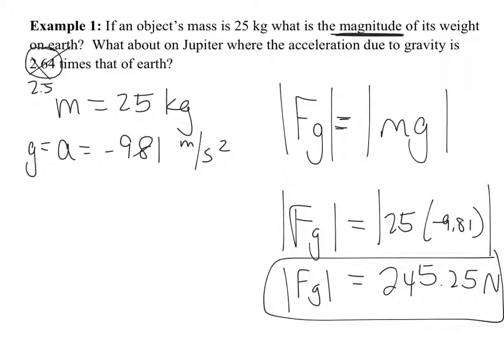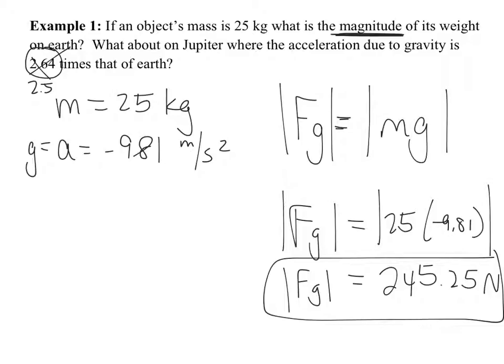So it says, what about on Jupiter, where the acceleration due to gravity is 2.5 times that of Earth? So on Jupiter, if there's more gravity, you're going to feel heavier. So your answer is not going to be this number, it's going to be bigger than this number. So I could simply take 9.81 and do what? Yeah, I could take 9.81 times 2.5, that'll give you 24.9. That's the gravity on Jupiter. And then I can take that number, 24.9, and multiply it by 25 to get the weight on Jupiter.